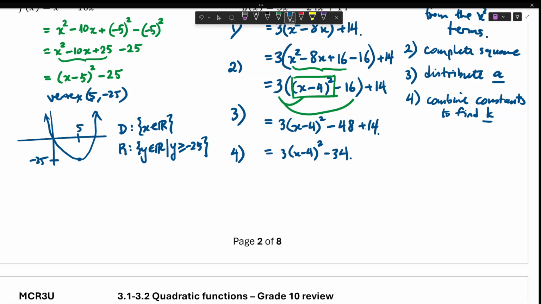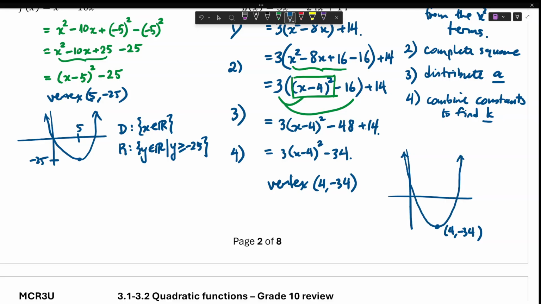So to draw a quick sketch, we know our vertex is at 4, -34. Let's say somewhere here. We know that a is 3, so it's concave up. Something like this. Domain, all real numbers. The range, y has got to be greater than or equal to -34.